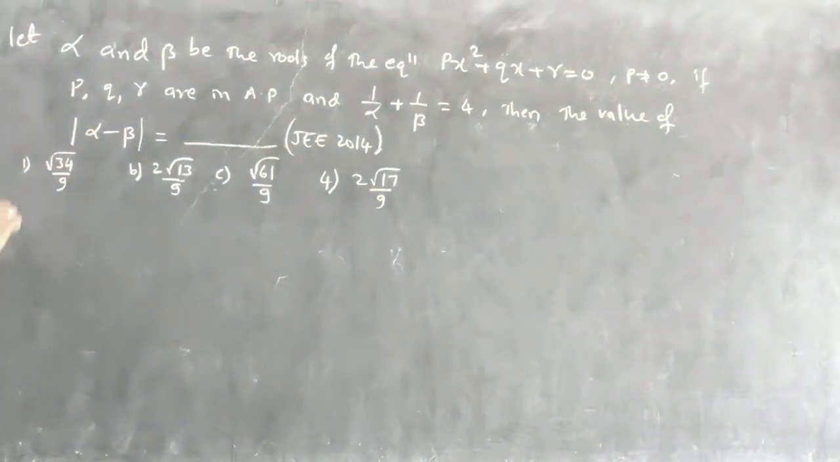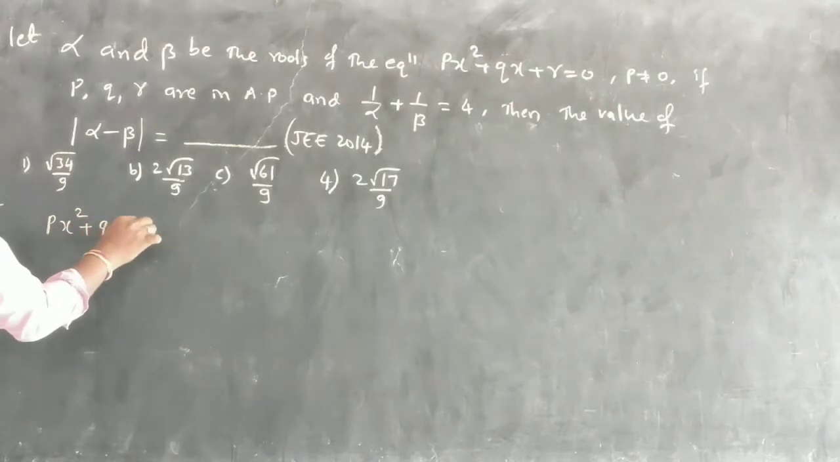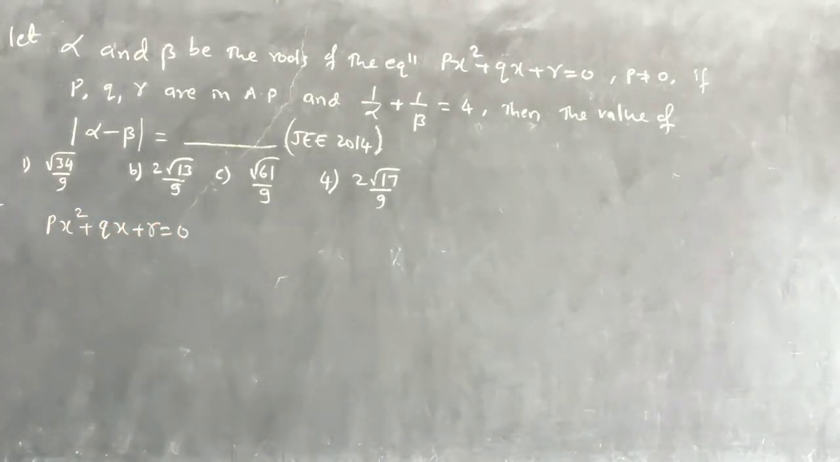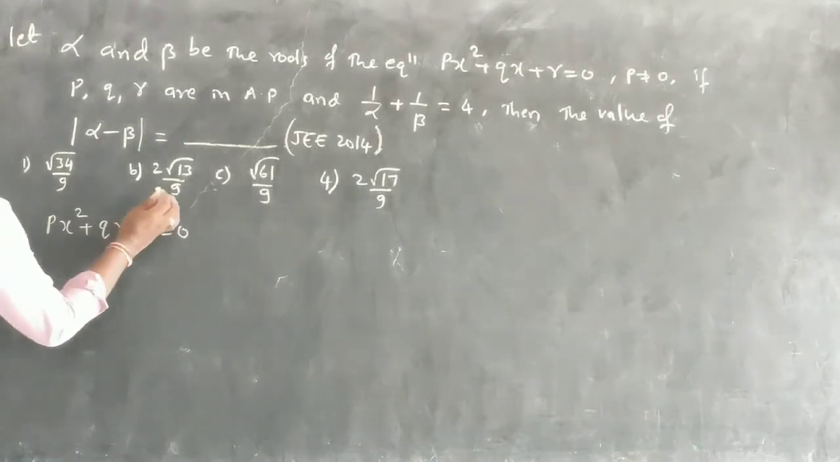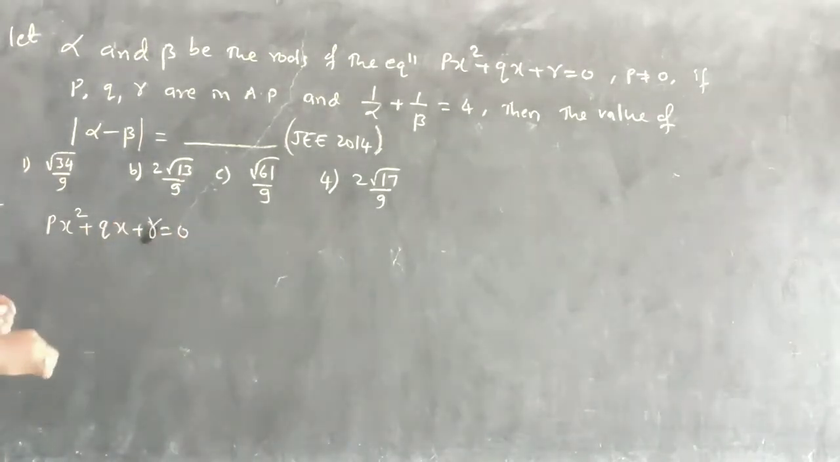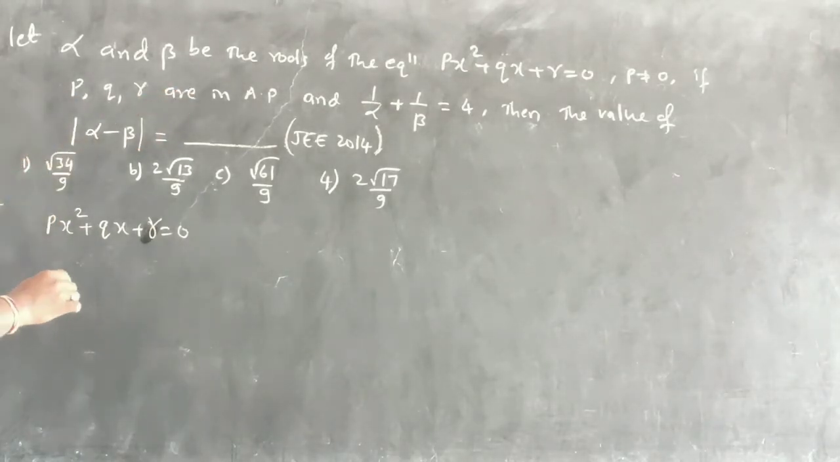Let us take the given conditions first of all. The given quadratic equation is px square plus qx plus r is equal to 0. Now let us apply the conditions one by one. The first condition they gave is P, Q, R in AP.